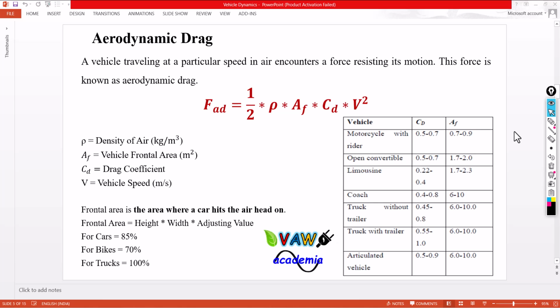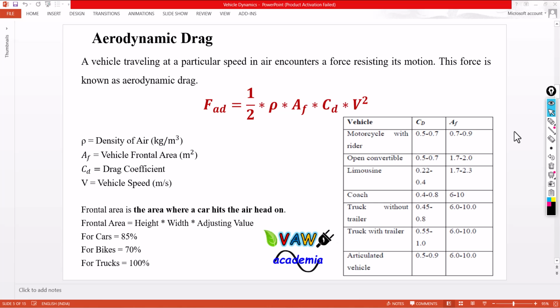The formula to find the aerodynamic drag is half into rho into AF into CD into V square. Here rho is the density of air. This value will normally vary from 1.18 to 1.25 kilogram per meter cube according to the geographical conditions. AF is the vehicle frontal area, CD is the drag coefficient, V is the vehicle speed in meter per second.